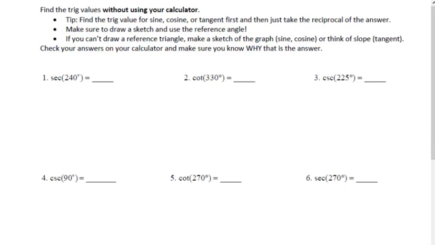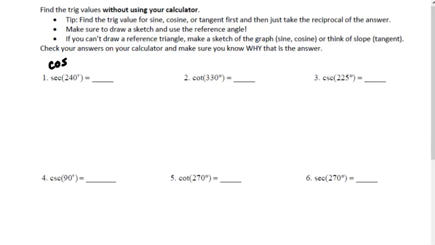Now let's look at finding the trig values for secant, cosecant, and cotangent without using your calculator. There are some different strategies we're going to look at, but the big tip I have for you is always think of sine, cosine, and tangent first. Find that value and then take the reciprocal of the answer. So when I see secant of 240, the first thing I do is think secant is the reciprocal of cosine. So I'm going to think in my mind, what do I do for cosine, and then what would I do for secant?